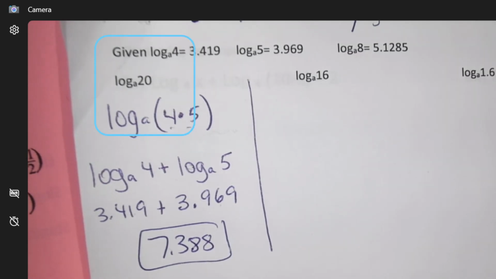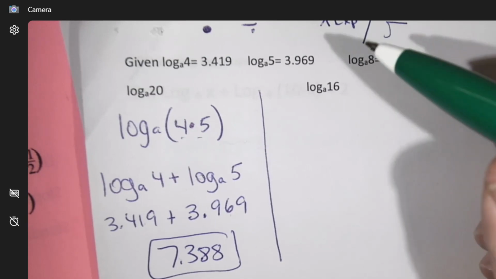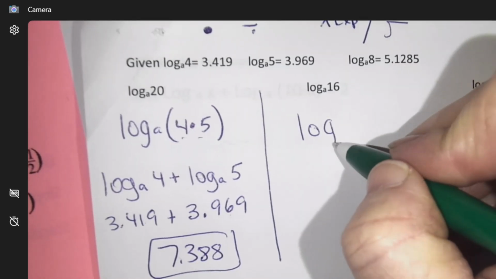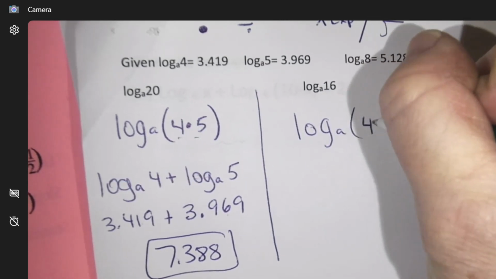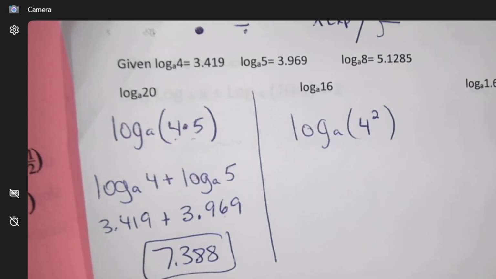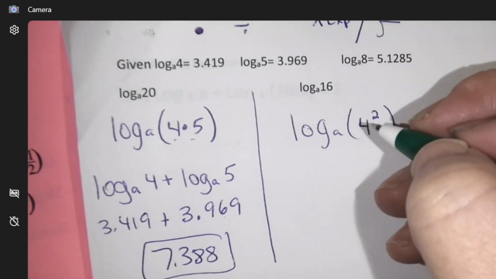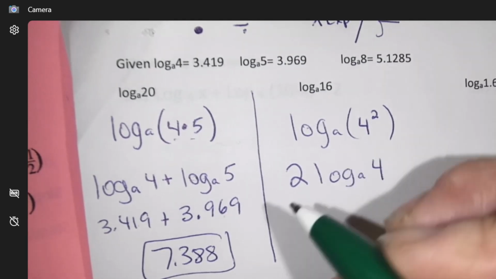Okay, how do I get to a 16? Using a 4, a 5, or an 8, I'm allowed to multiply things, divide things, or exponent things. Do you have a way to get to 16? 4 squared. 4 squared is the same as 16. I'm allowed to use exponents. Okay, what's the exponent rule? Exponents become multipliers.